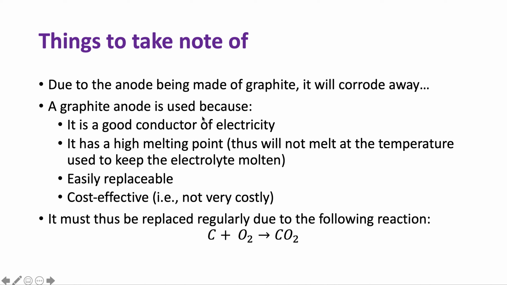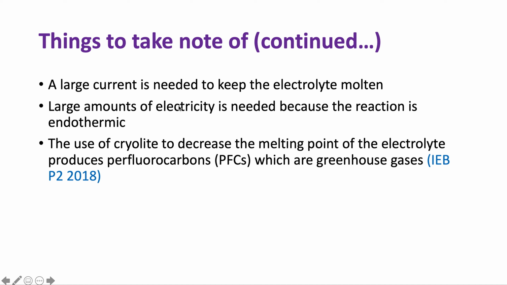Your graphite anode is used because, firstly, it's a good conductor of electricity. It has a high melting point, and thus it will not melt at the temperature used to keep the electrolyte molten. It's easily replaceable, and it's also very cost effective, which adds to the fact that it's easily replaceable, right? It's not very costly. A large current is needed to keep the electrolyte molten, and large amounts of electricity are needed because the reaction is endothermic.